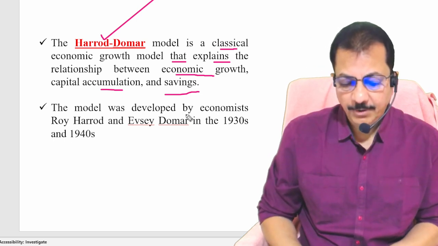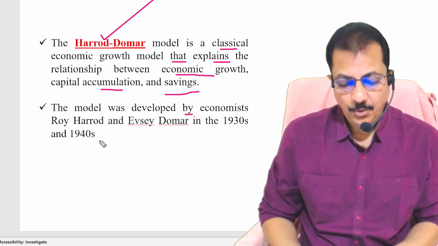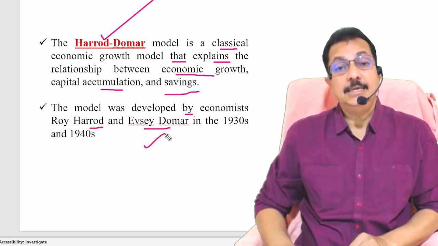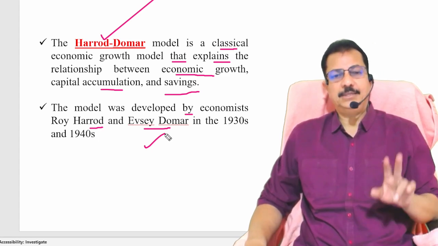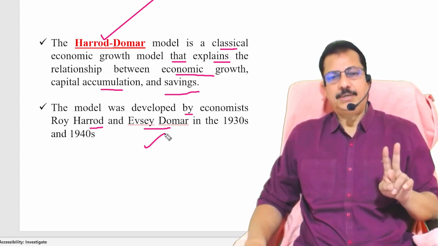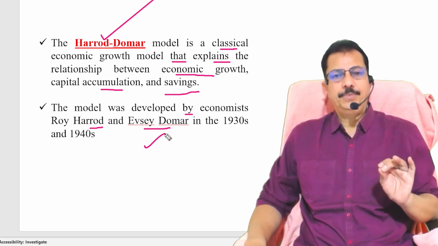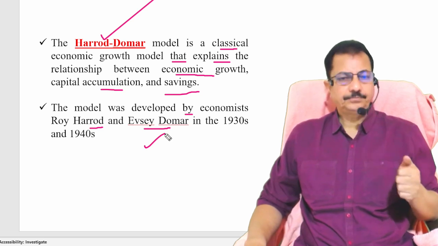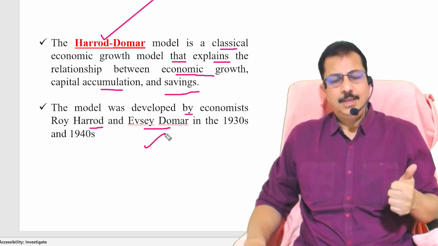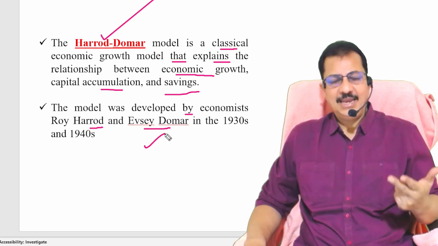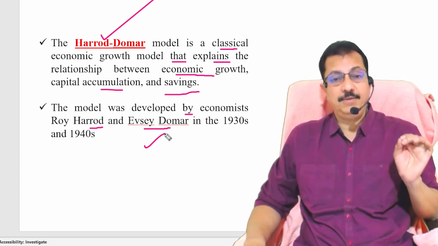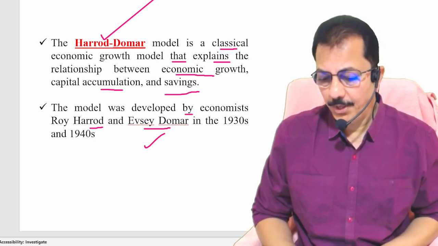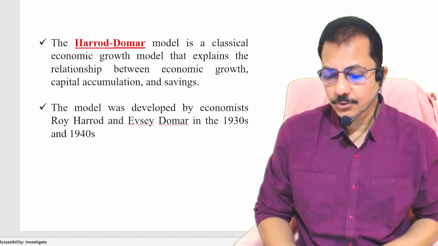This model was developed by two economists. One is Roy Harrod and the second one is E.D. Domar, during the 1930s and 40s. Very, very important. These were the two economists of the time, and they developed this model, and this is considered the Harrod Domar model. Because of this, ultimately you should gain in economic growth and capital accumulation, and there should be an increase in savings. This is a very, very important point. Am I clear? Now let's go ahead.